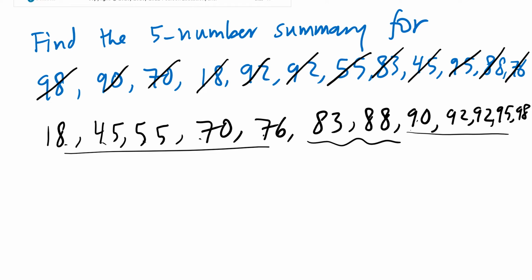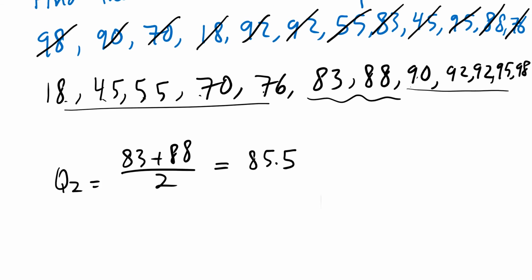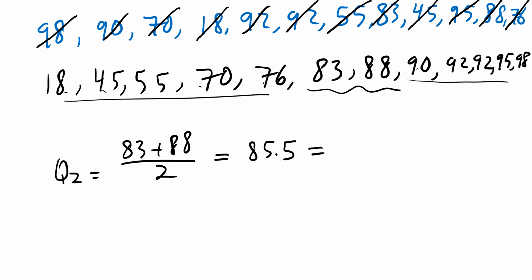So to find Q2, we average 83 and 88 divided by 2. That gives me 85.5. That's the median for the entire data.